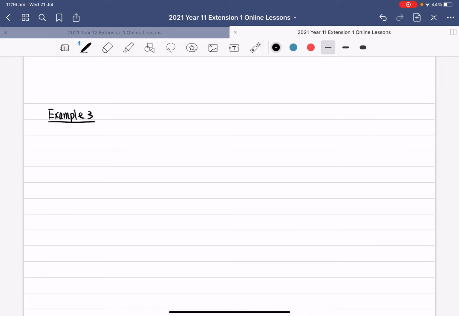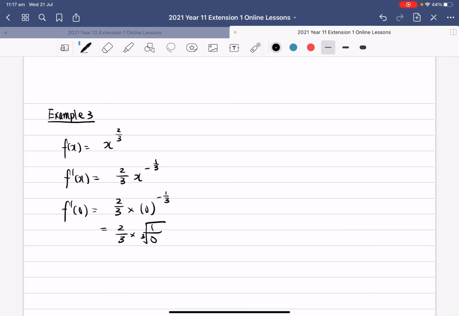Okay, so let's look at this function. f(x) is equal to x to the power of 2 on 3. If we differentiate this function, we end up with 2 over 3 x to the power of minus 1 on 3. So the same thing applies. This function is continuous at the origin, and f'(0) is undefined, very similar to what we did before, because if you look at this, that's 1 over 0 and the cube root of 1 over 0, which is undefined.